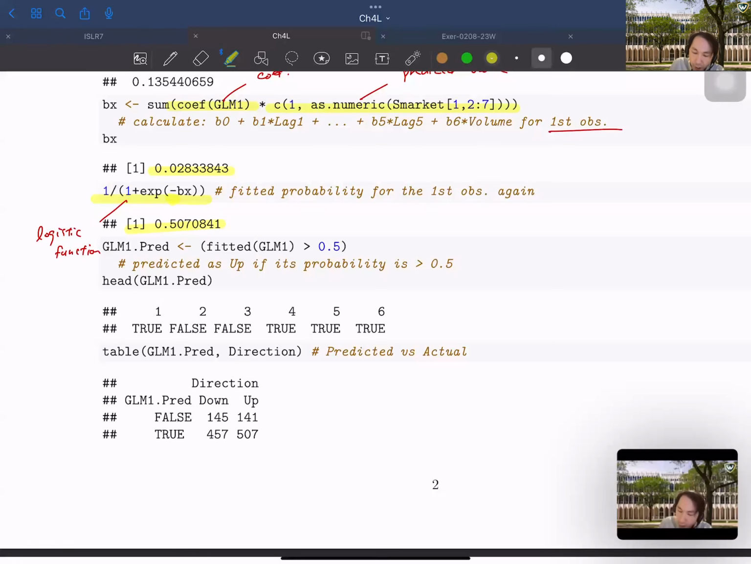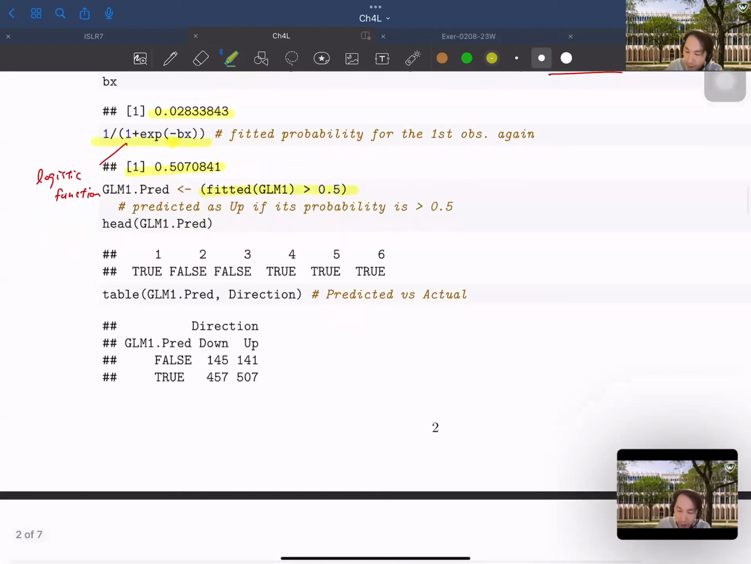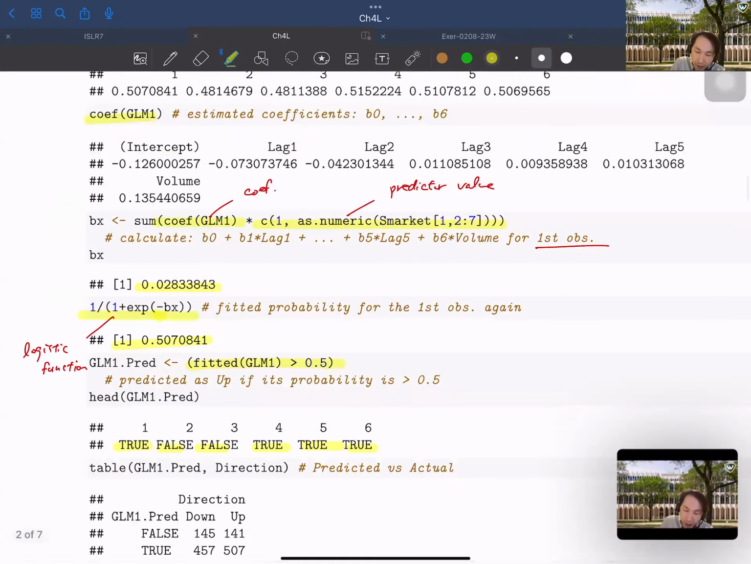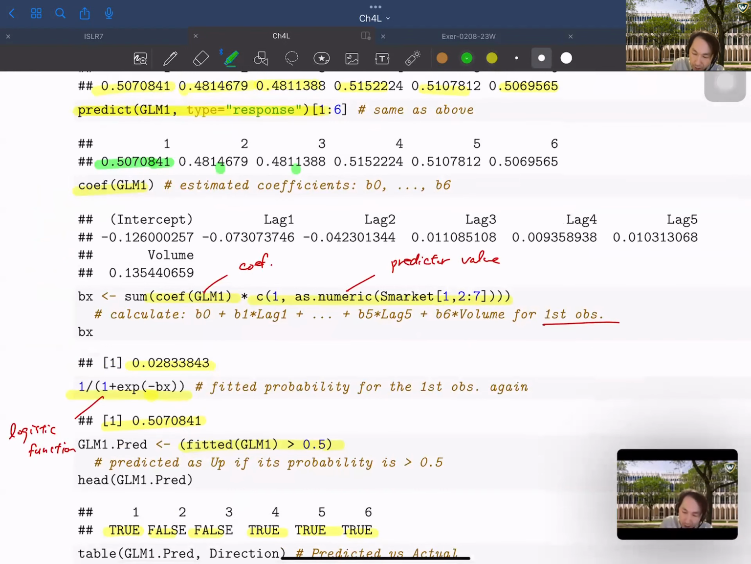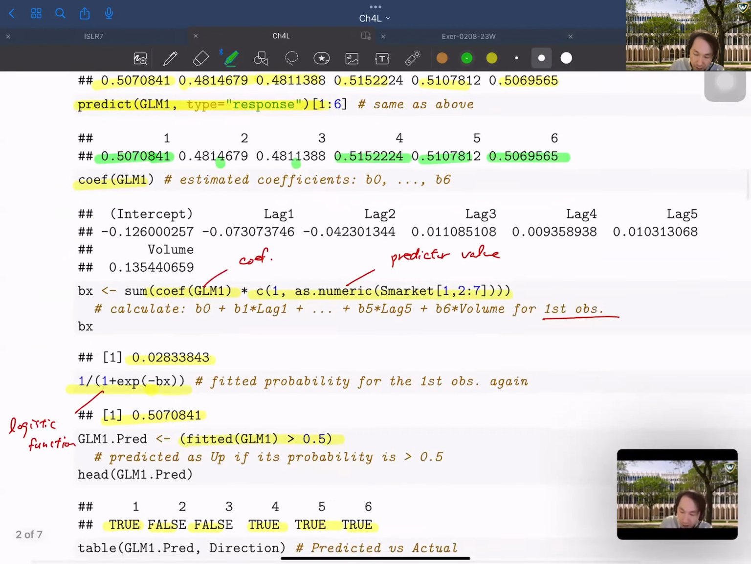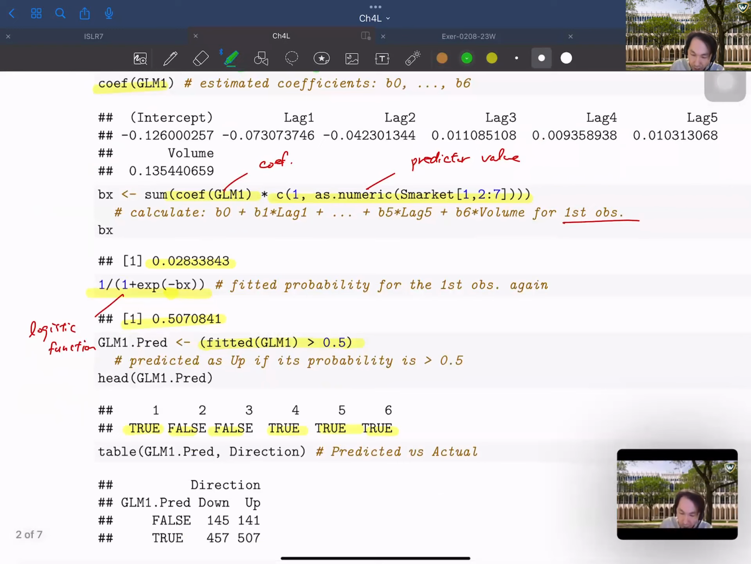And whether or not the probability is larger than 0.5, you can use this condition vector to get this. So you can say true, false, false, true, true, true. This corresponds to the numbers obtained here: more than 0.5, less than 0.5, less than 0.5, more than, more than, more than. So that's why it's true, false, false, true, true, true.